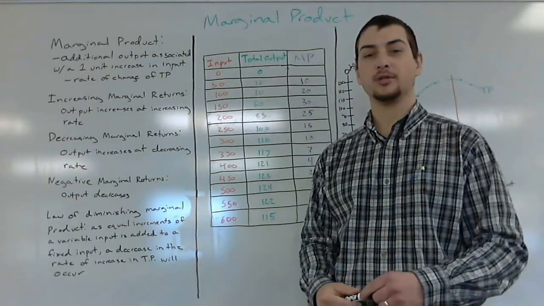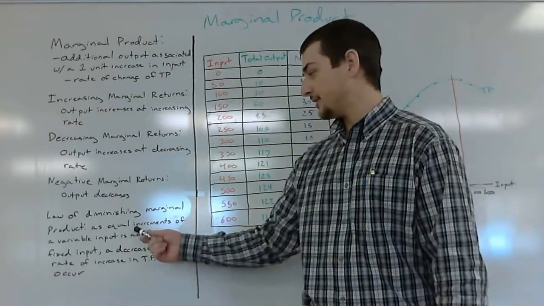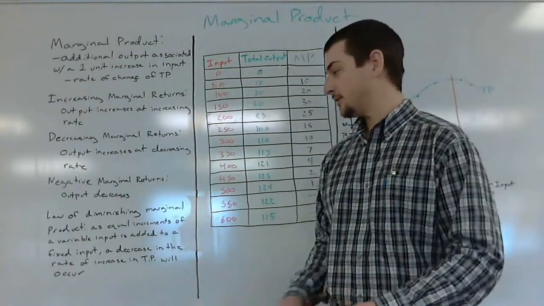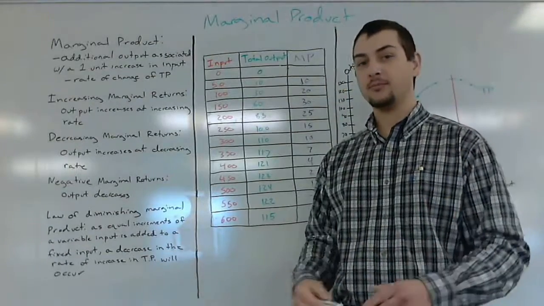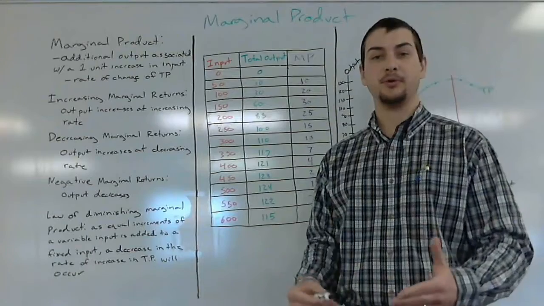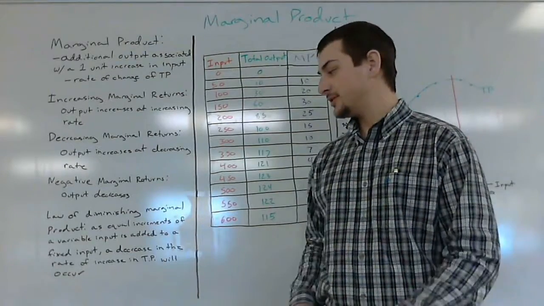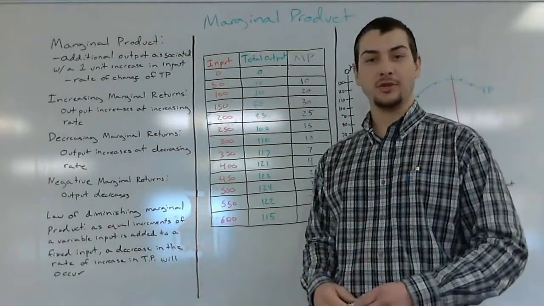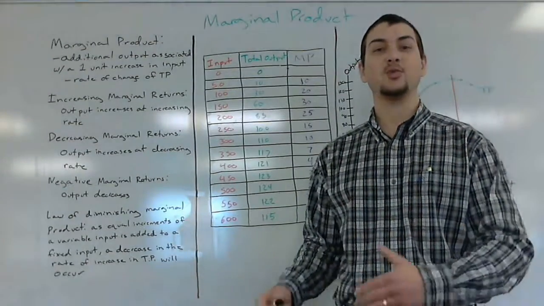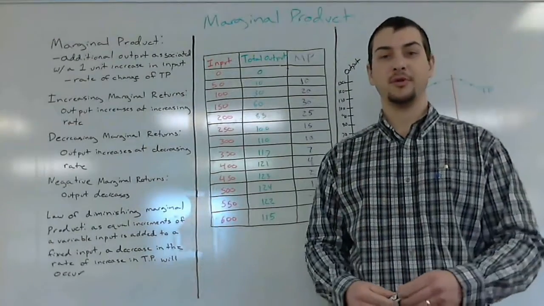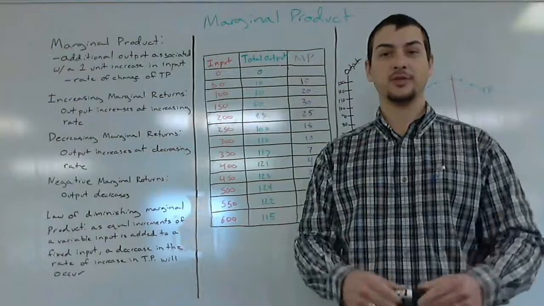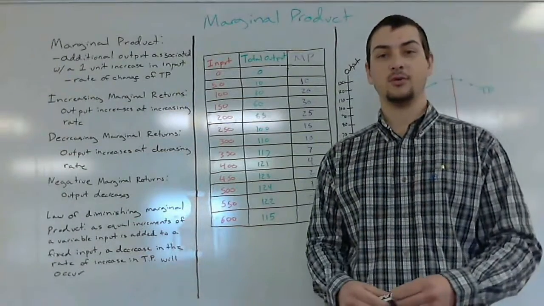The law of diminishing marginal utility states that as equal increments of a variable input are added to a fixed input, as we add more variable inputs per fixed input basis, a decrease in the rate of the increase in the total product will occur. Basically what that means is as we add more variable inputs, eventually you're going to hit a point where the total product will still increase, but increases at a decreasing rate.